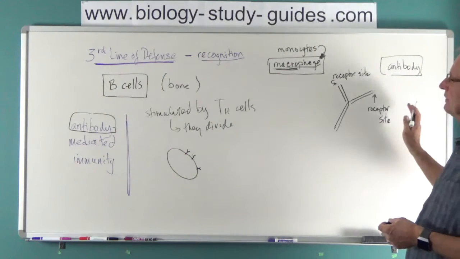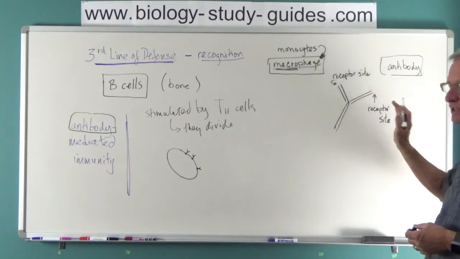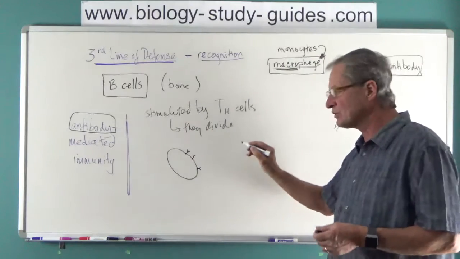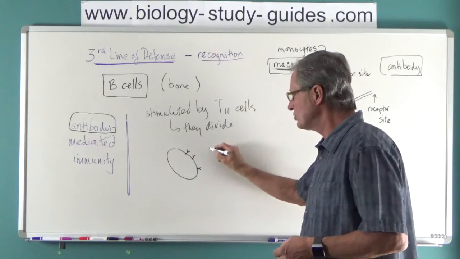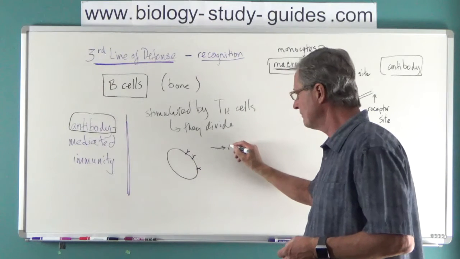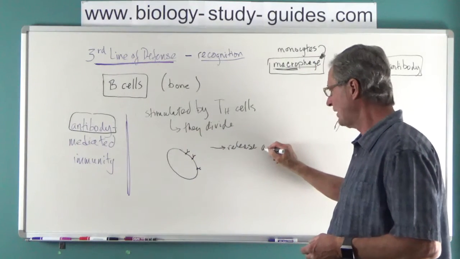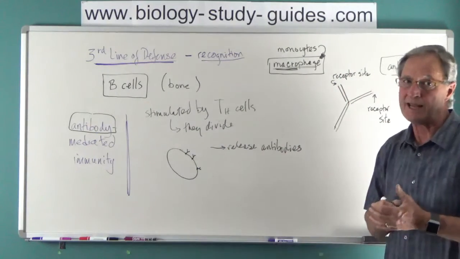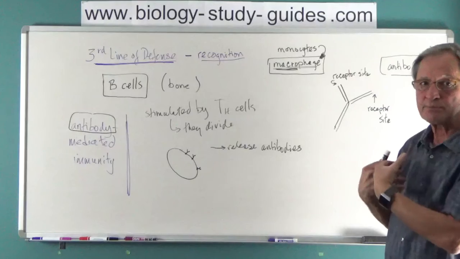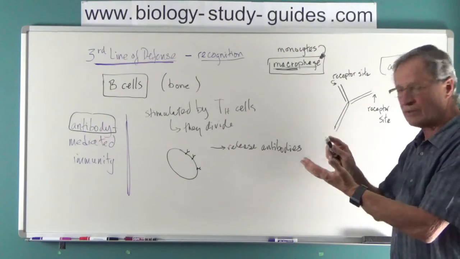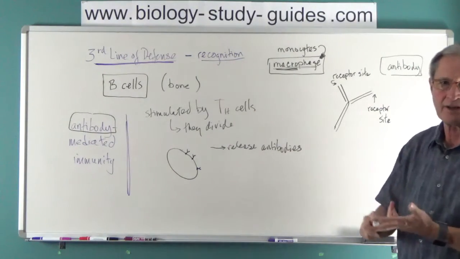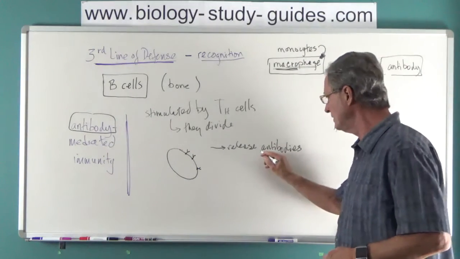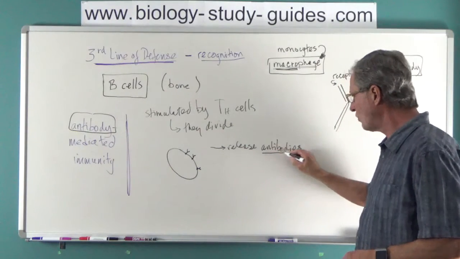And there's literally hundreds and hundreds of different antibodies with different amino acid arrangements here. So what happens quite simply is when they divide, they're stimulated to release antibodies. Now the pattern's the same. All these cells are releasing proteins, whether it's interferon or interleukin or cytotoxin or whatever, they're all proteins. This particular type of protein is an antibody and it's Y-shaped.